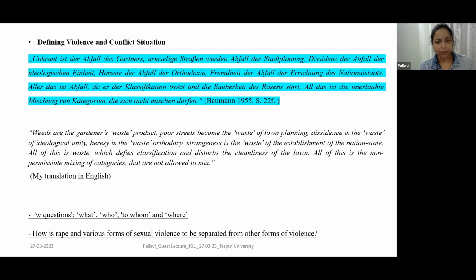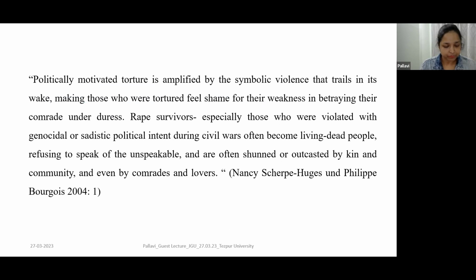Here I would also like to draw your attention to political violence and torture, and how these two forms of violence are also part of structural violence, which, for example, is continued by the state, and which also destroys individuals and personalities and affects them. Referring to this violence, I would like to read another quote. Politically motivated torture is amplified by the symbolic violence that trails in its wake, making those who were tortured feel shame for their weakness in betraying their comrades under duress.